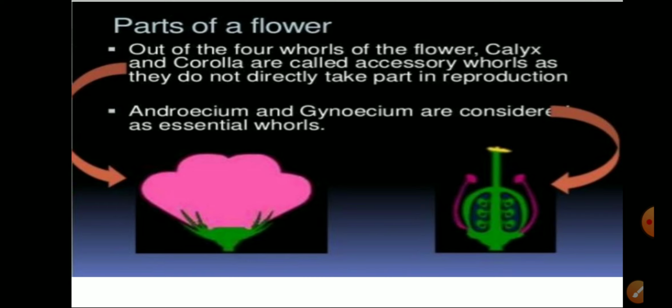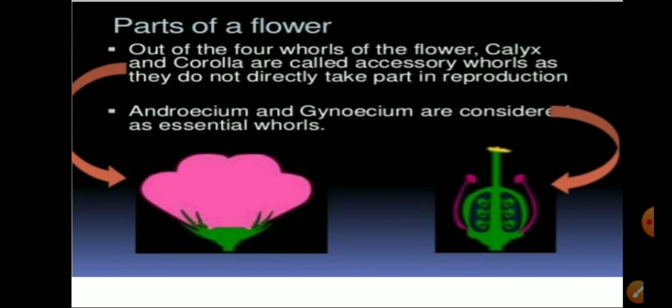Calyx is a group of sepals. Corolla is a group of petals. Androecium is a group composed of stamens. Gynoecium is the female part of the flower that consists of carpels.